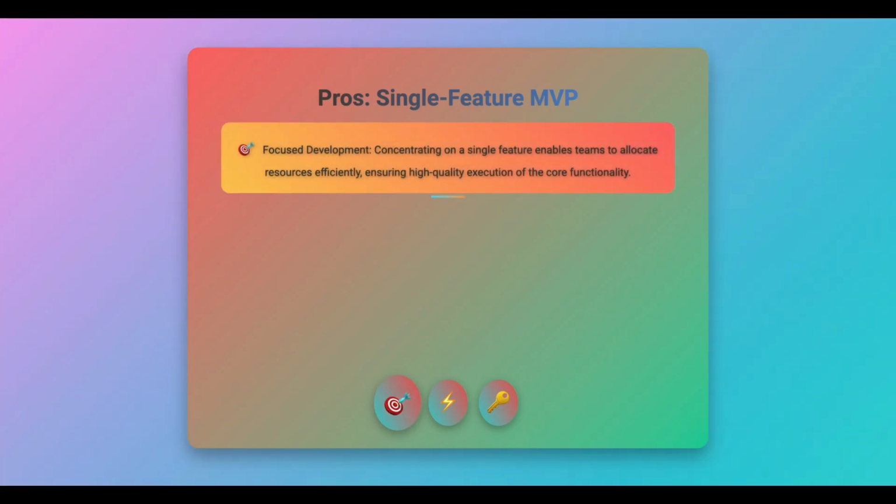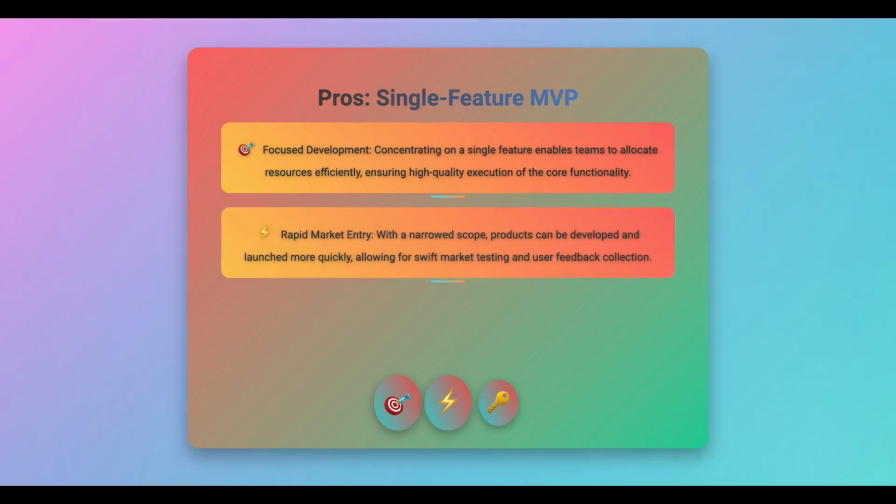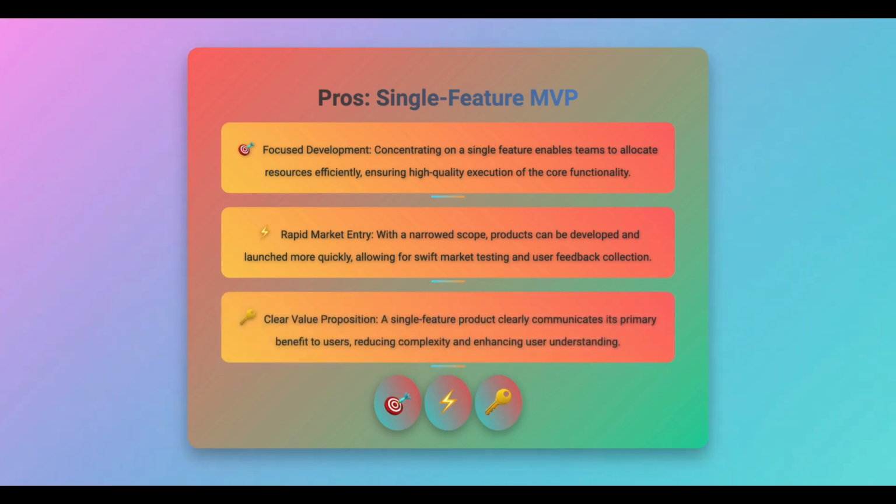Concentrating on a single feature enables teams to allocate resources efficiently, ensuring high-quality execution of the core functionality. Rapid market entry. With a narrowed scope, products can be developed and launched more quickly, allowing for swift market testing and user feedback collection. Clear value proposition. A single feature product clearly communicates its primary benefit to users, reducing complexity and enhancing user understanding.